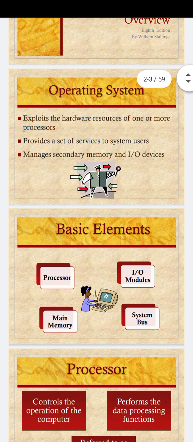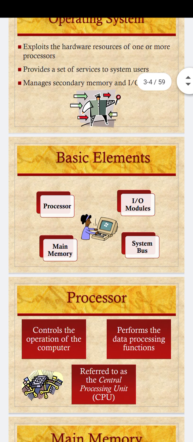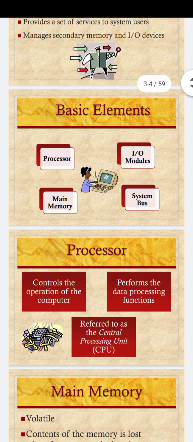Another thing, we have basic elements. We have 4 basic elements, which are the processor, the input and output modules, the main memory, and the system bus. So what are these 4 basic elements? We'll start with the processor.